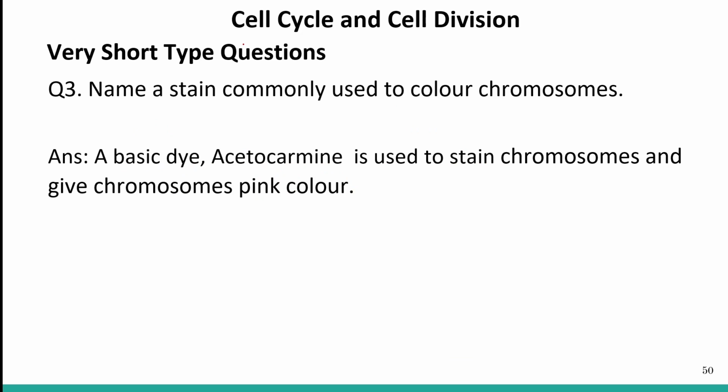Now the next question: name a stain which is commonly used to color the chromosomes. A stain known as acetocarmine is used to stain the chromosome, and it gives a pink color to the chromosome. So you have to remember acetocarmine is a dye which can stain the chromosome, and it is a basic dye.